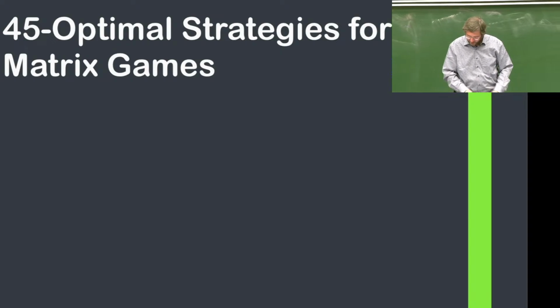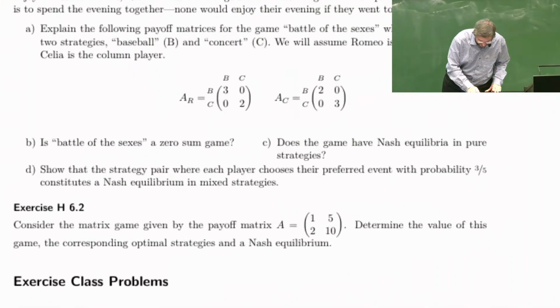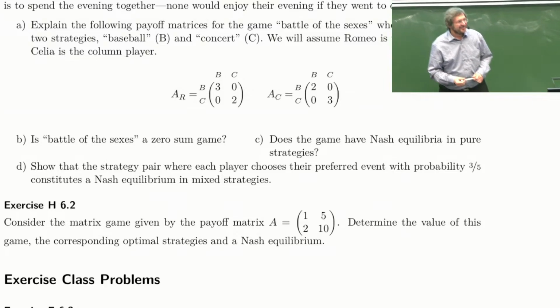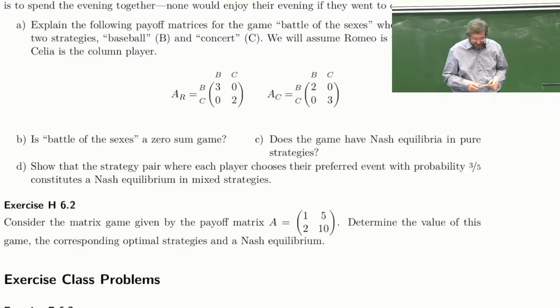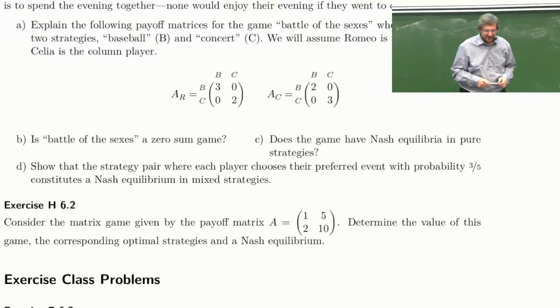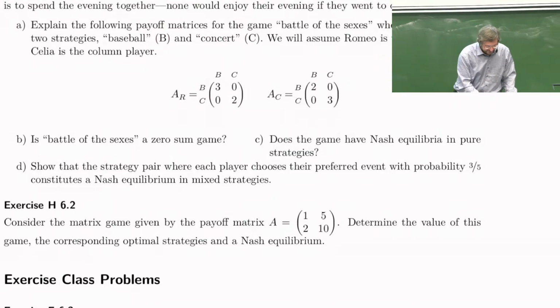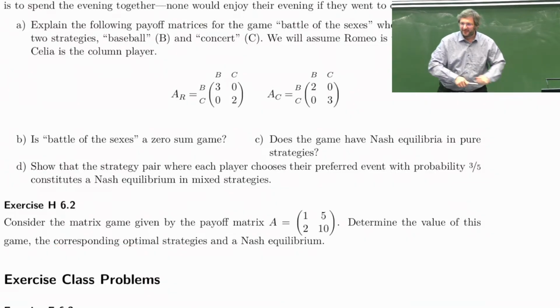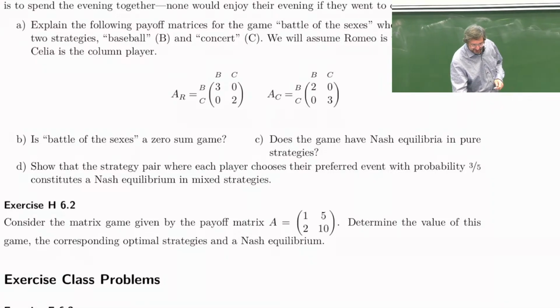Let's first take a look at one possible example, and you already did take a look at one example, hopefully, at home. And that is this here in exercise homework 6.2. Consider a matrix given by this payoff matrix here. And I was asking you to determine the value, the corresponding optimal strategies, and the Nash equilibrium. And of course, if you have the optimal strategies, you also have a Nash equilibrium, and you also have a value. So that's what you want to do. Determine the corresponding optimal strategies.